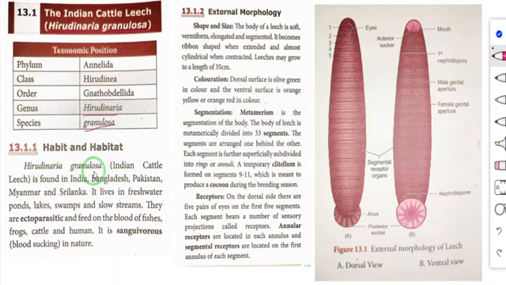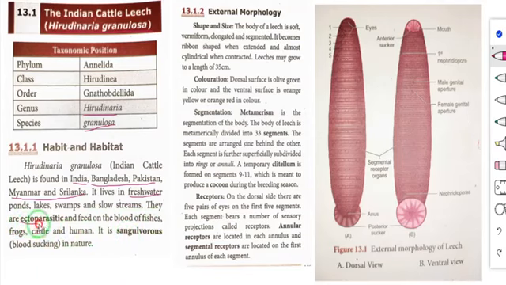Okay, the next one, habit and habitat of leech. This Hirudinaria granulosa is found in India, Bangladesh, Pakistan, Myanmar and Sri Lanka. So these are the areas where this leech is available. It lives in freshwater ponds, lakes, swamps and slow streams. So it can live only in freshwater. They are ectoparasitic and feed on the blood of fishes, frogs, cattle and human.